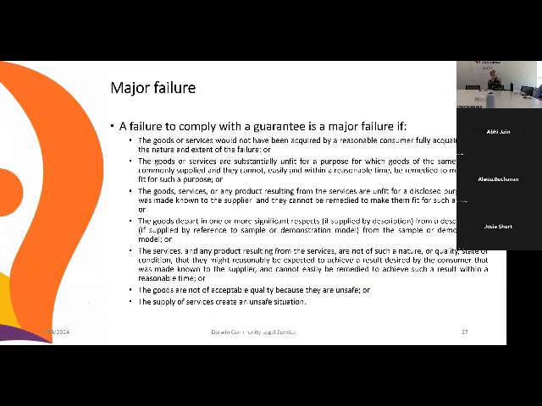So obviously if it is not of acceptable quality because it's unsafe, that's a major failure. Or if the supply of services creates an unsafe situation, that's a major failure. Now, generally, the first thing you look at is, can it be remedied? That's normally the first thing I look at. And if it is a yes and it can be remedied, then I look at the major failure criteria that don't relate to remedying the defect. That is, would a reasonable consumer have acquired it, and is it unsafe?